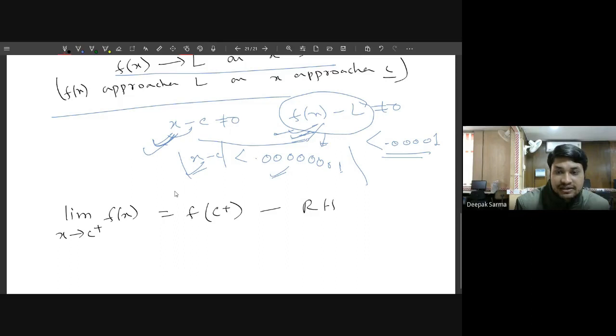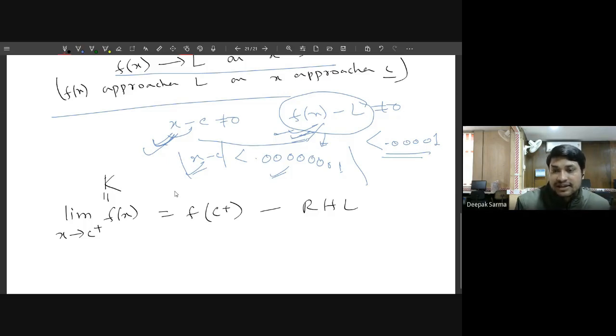Whatever the number is, suppose it is L or k, it means when x is very close to c but greater than c, f(x) approaches k. We call this the right hand limit of f(x).